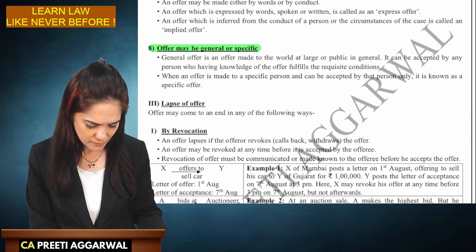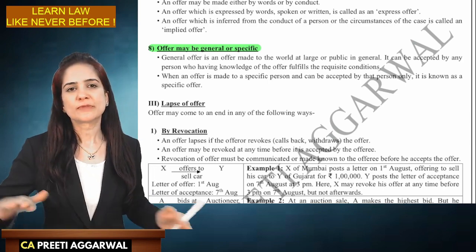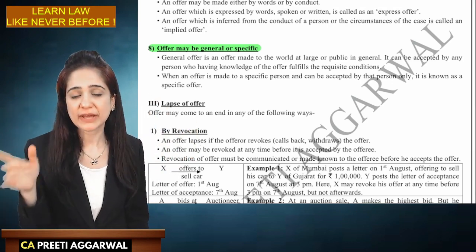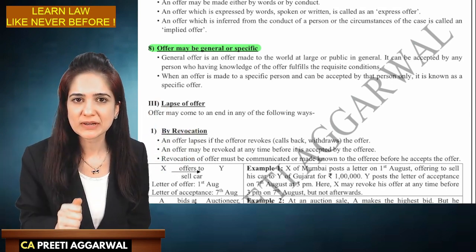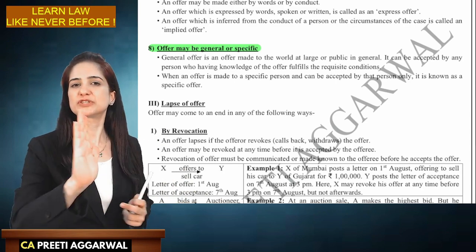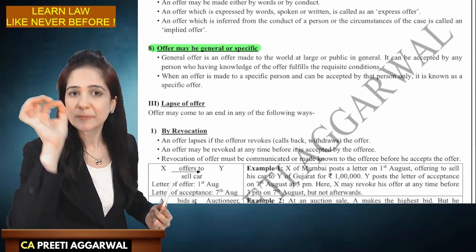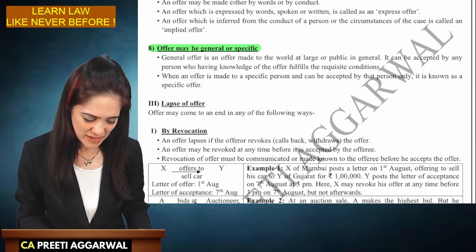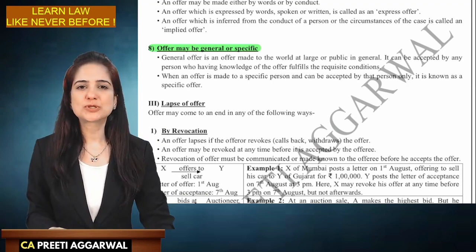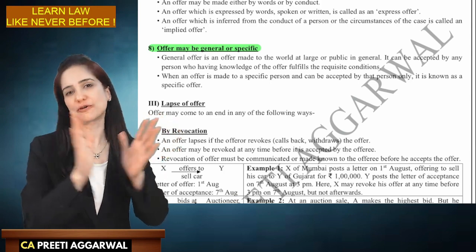Very good. What is a general offer? An offer which is given to the public in general. Anyone who has knowledge of the offer can accept it. A specific offer means an offer which is given to a specific person. It can be accepted by that person only. Very good. So students, with this we come to an end of rules of offer.